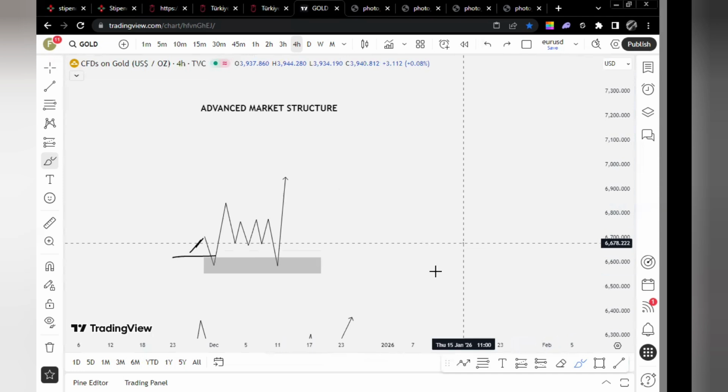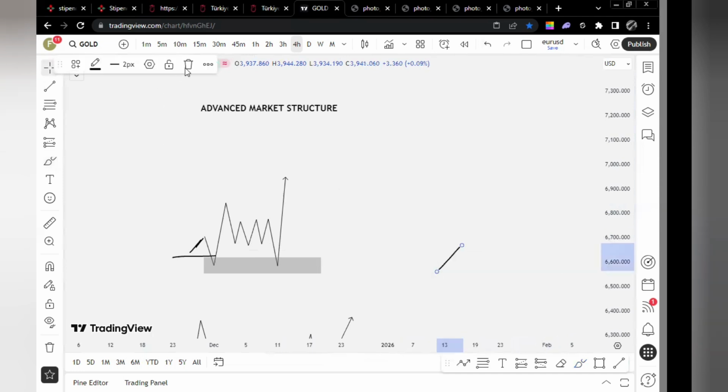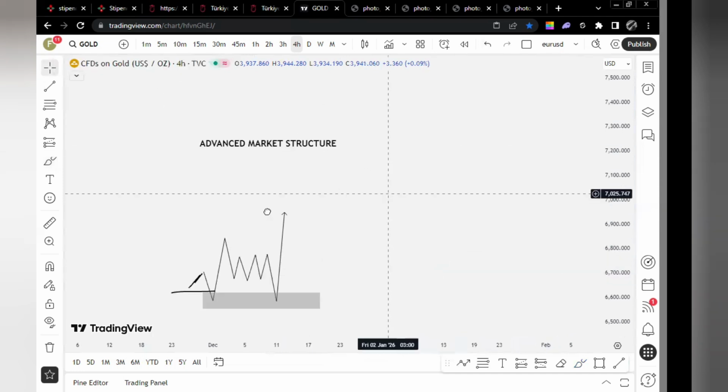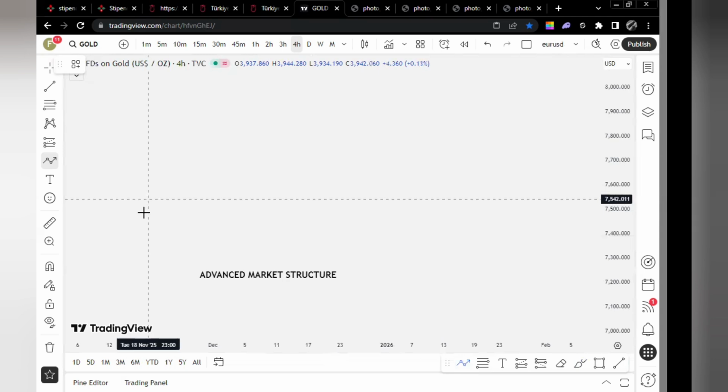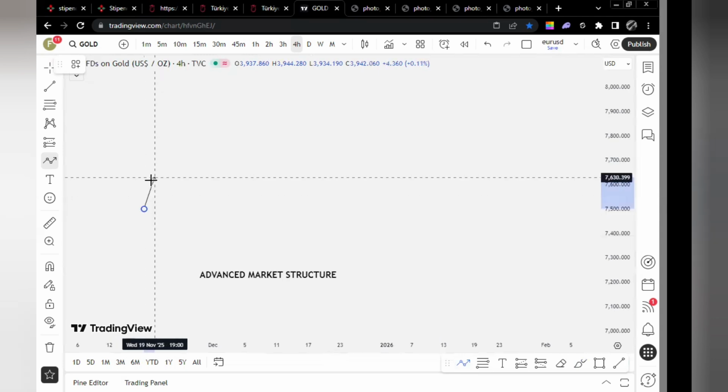Now let's move to advanced market structure proper. Advanced market structure, as the name implies, is a more advanced way to trade. It involves a combination of your basic market structure, your forms of liquidity, and points of interest. There's still more to it, but I'm going to keep it simple, well knowledgeable, and well packed for you guys.